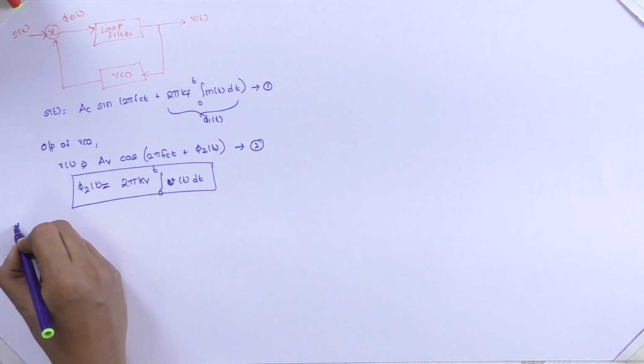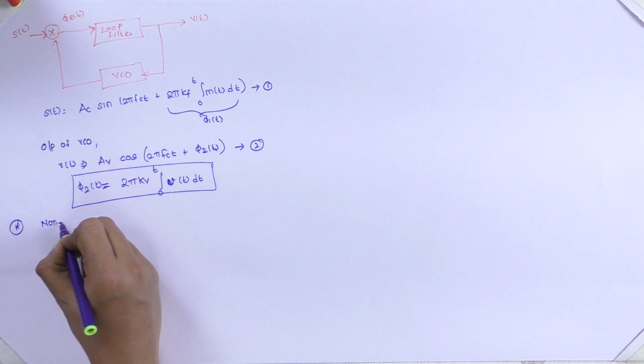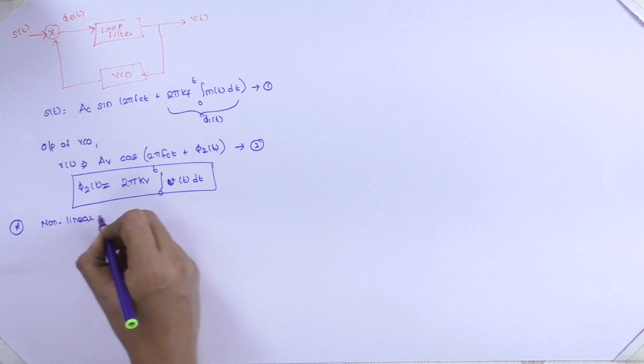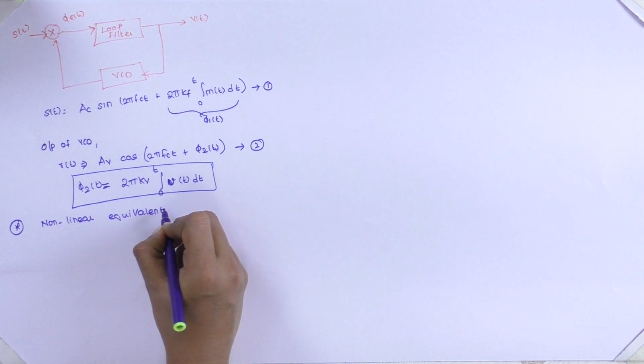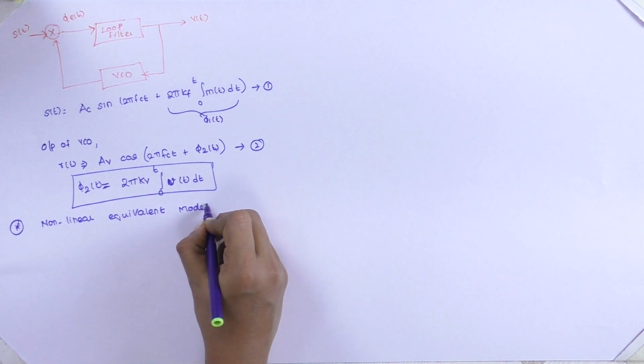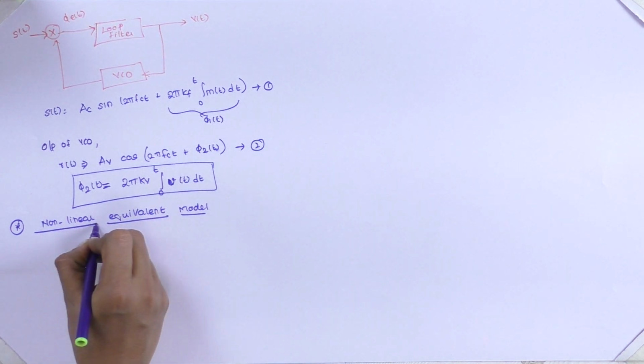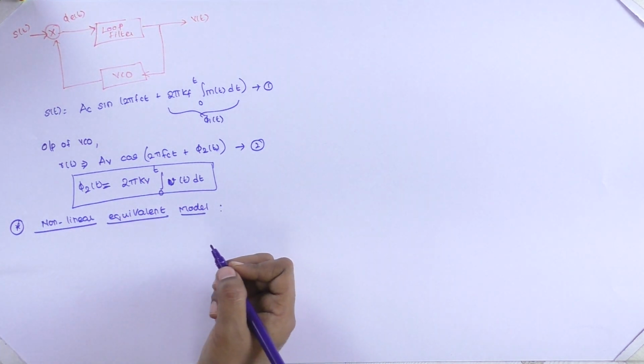This PLL is categorized into a nonlinear equivalent model and a linear equivalent model. First we will see what the nonlinear equivalent model is, and then we will go to the linear equivalent model. This generalization or model is referred to as the nonlinear equivalent.